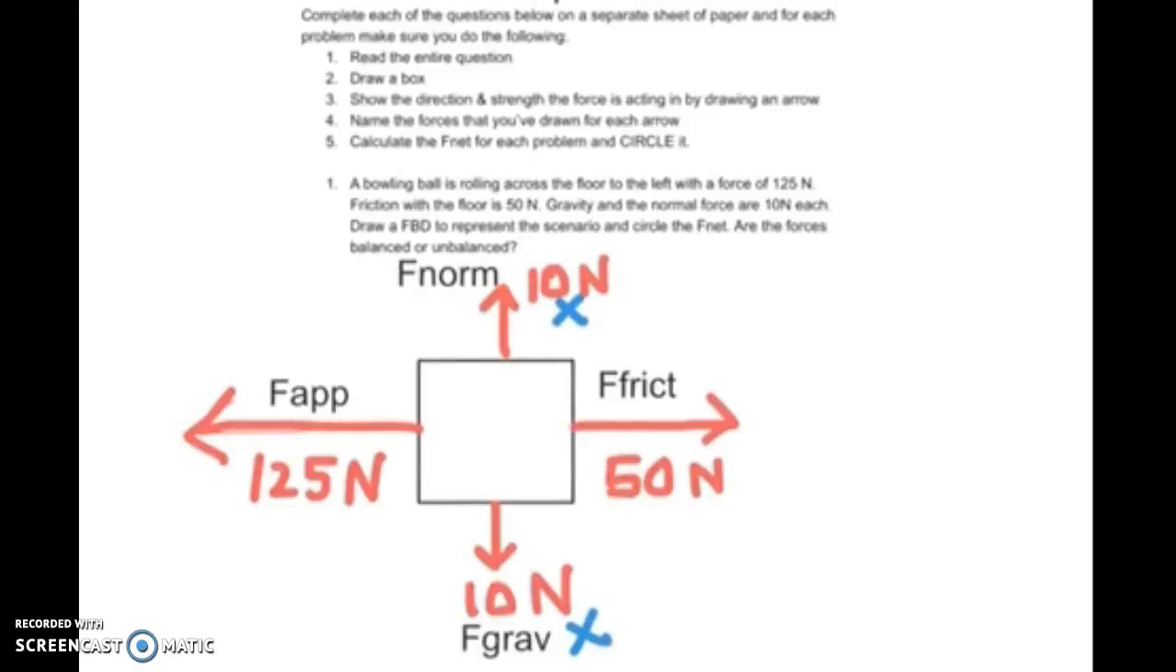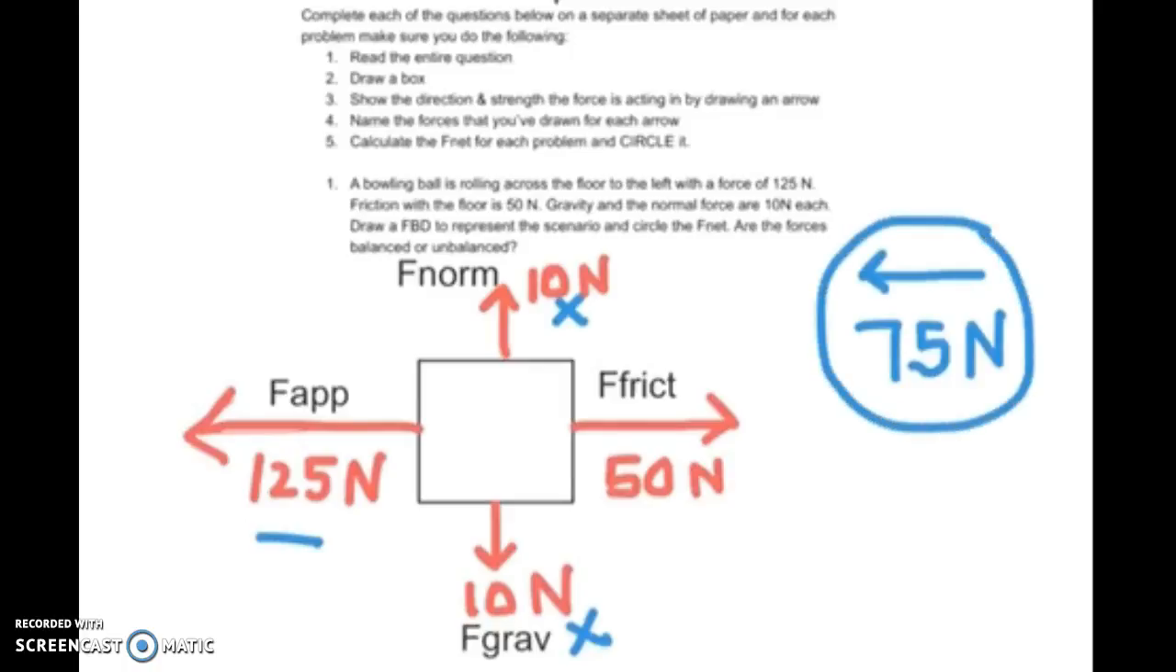Now we have 125 newtons to the left and 50 newtons to the right. What we do here, since they are working in opposite directions, is that we subtract again. 125 minus 50 is 75. And then the last part is we need to identify which way the object is going. In this case, since 125 is larger, it means that the bowling ball is going to the left. This would be your net force.